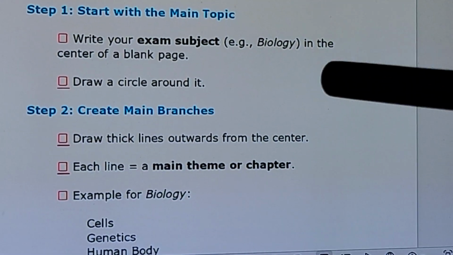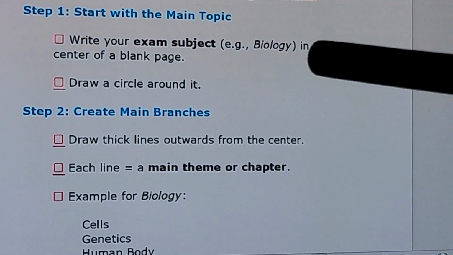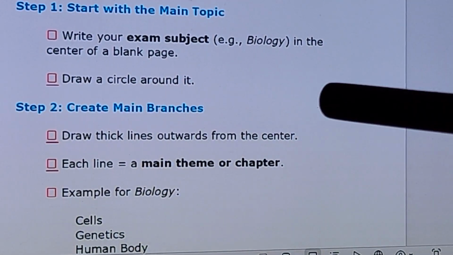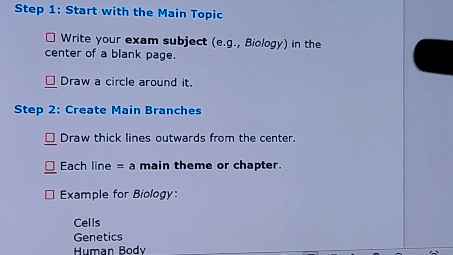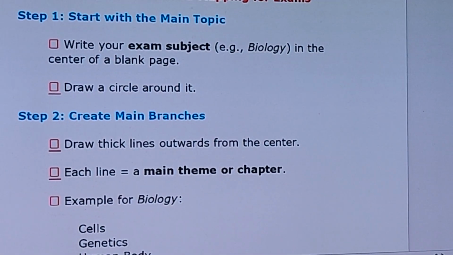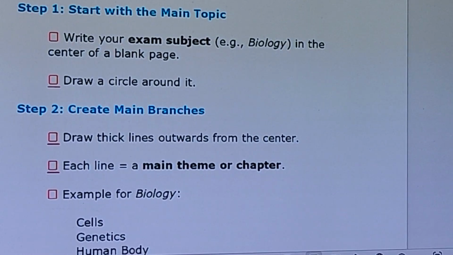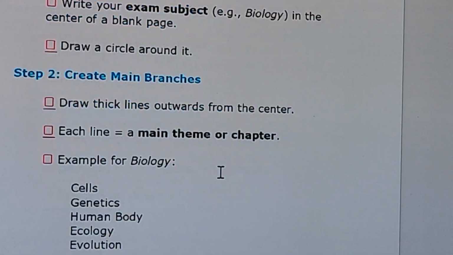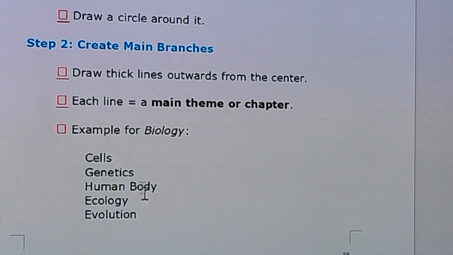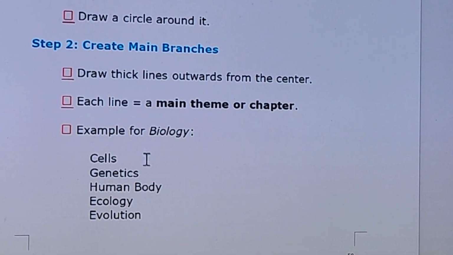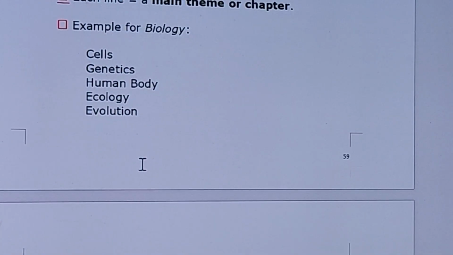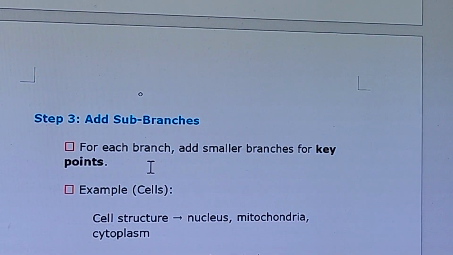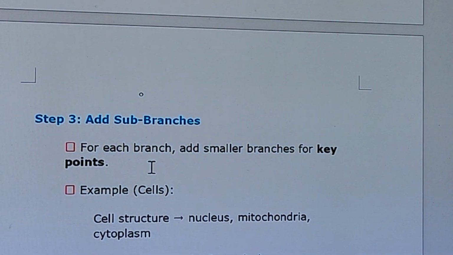Then insofar as another heading is concerned, which is called human body. Under the human body heading, you say, okay, we can talk about the head and neck, the chest, the upper limb, and the lower body. And in that way, you keep on spreading more and more lines and more subdivisions until you have a spray pattern, which is also known as a detailed mind map. So you can have, for example, in biology, you have cells, genetics, human body, ecology, and evolution. Then you add your sub-branches. For each branch, add smaller branches for key points.